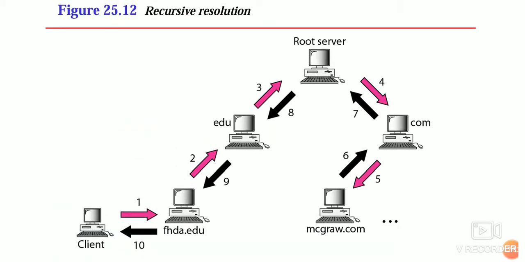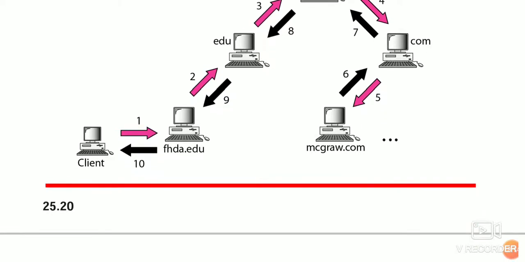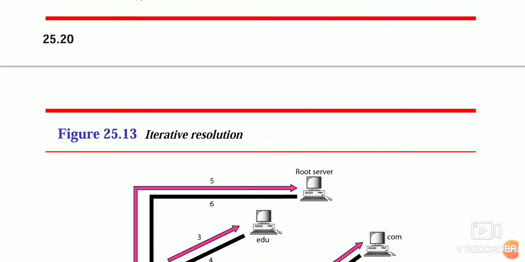You can see here, the first request is made to FHDA, the second request is made to EDU, the third request is made to the root server. From the root server it is made to the commercial server, and from the com DNS it is made to megra.com. Again, from megra.com I'm getting the IP address back. So from 6 to 7, 7 to 8, 8 to 9, and finally you are getting the response back to the client. So this is called recursive resolution.